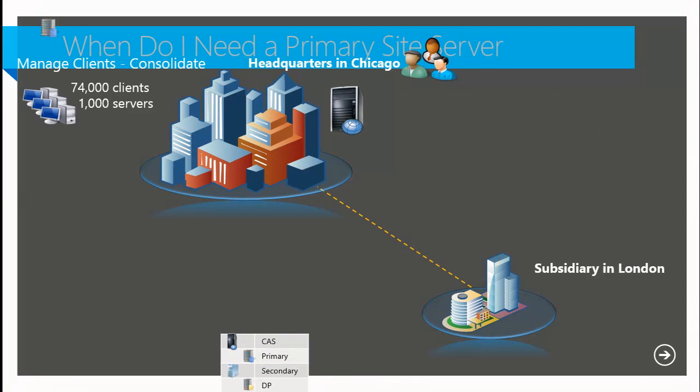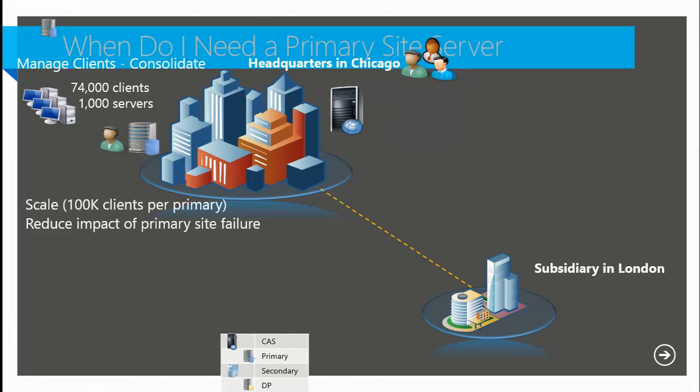Okay, let's look at when we need a primary site server. With the 74,000 clients and 1,000 servers in the headquarters, we can scale to, again, 100,000 clients in the primary site, and that helps us reduce the primary site failure, but we can then move the administrator from that primary site and manage directly from the central administration site.